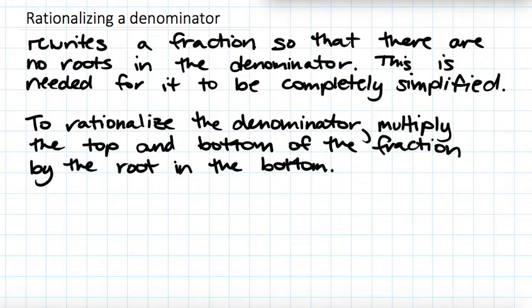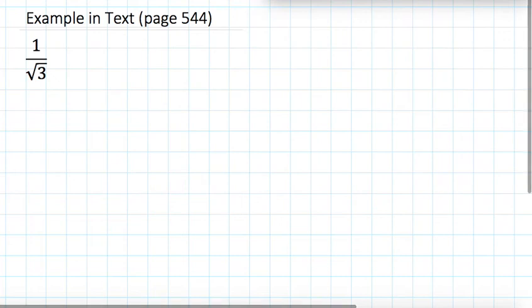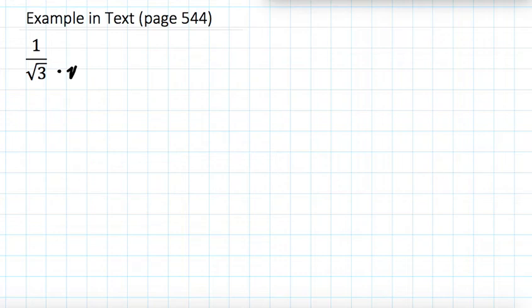So we're going to look first at an example that's in the text on page 544. It's 1 over square root of 3. We have square root of 3 in the denominator, and that's what we want to get rid of. So the way that we do that is we multiply the top and bottom by square root of 3, whatever square root is in the denominator. And the reason that this is allowed is because you're essentially multiplying by 1. When you multiply a fraction by the same thing in the top and bottom, that's multiplying by 1. Multiplying by 1 doesn't change the value of anything. So that's why it's allowed.